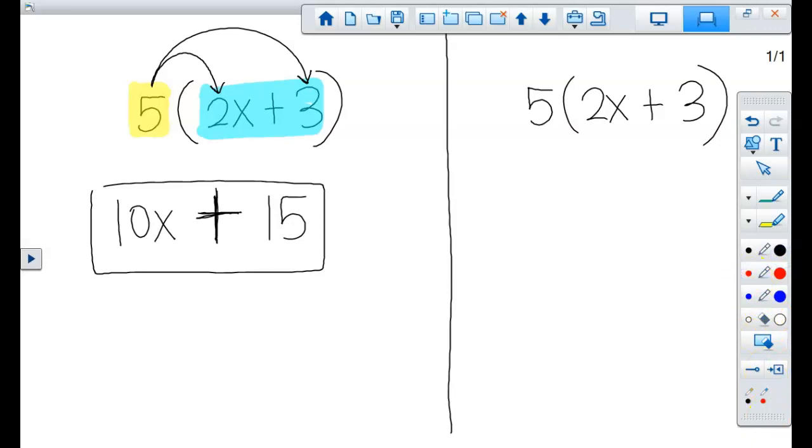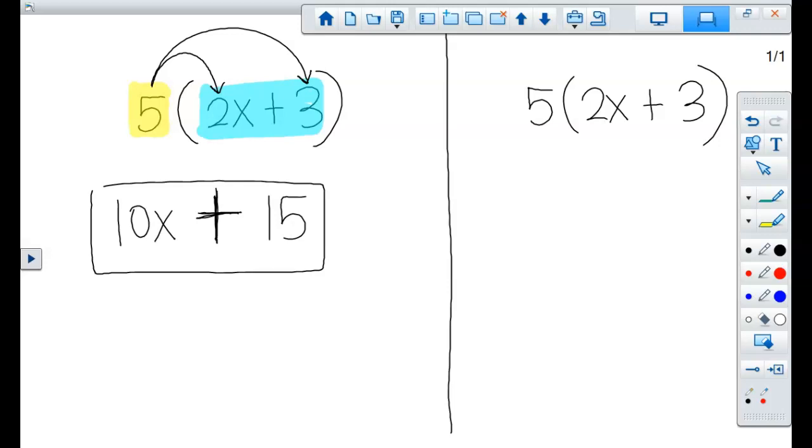Problem is still the same. I'm trying to multiply the number 5 times the entire group, 2x plus 3. Now what I am not going to do this time, from this point forward, we are not going to do this anymore. I've been having you look in here to see if there's a plus or a minus, and then I've been having you come down here to write that sign down. Don't want you to do that anymore. So we're going to skip that step from here on out.